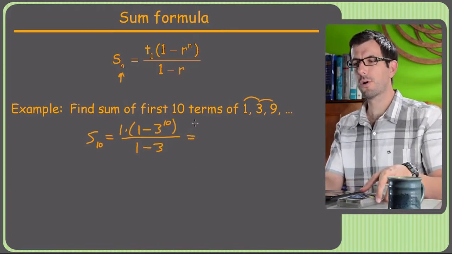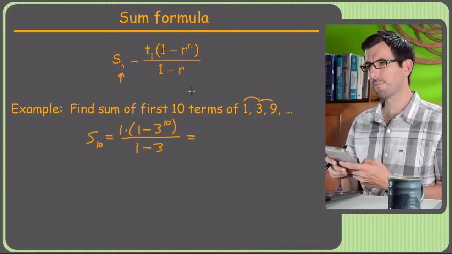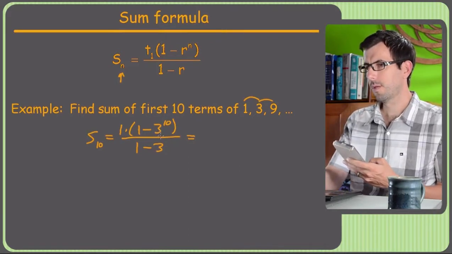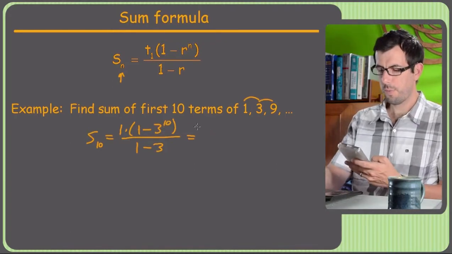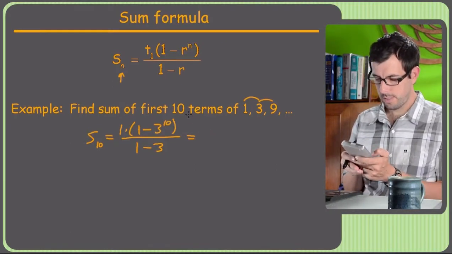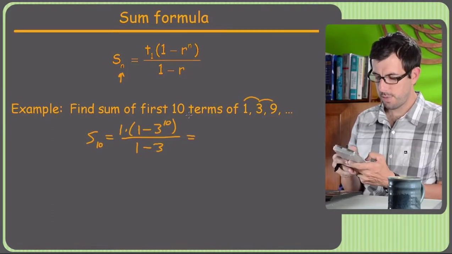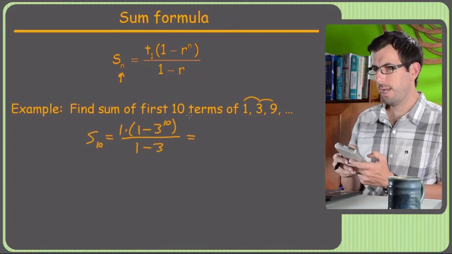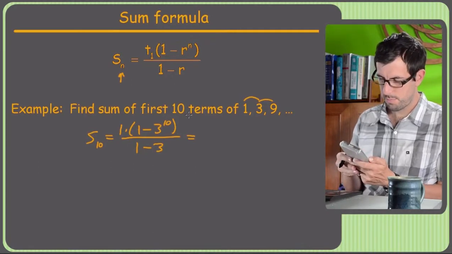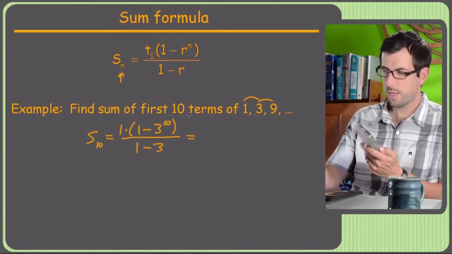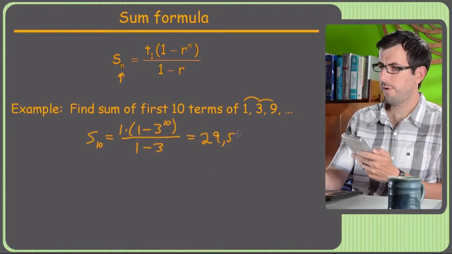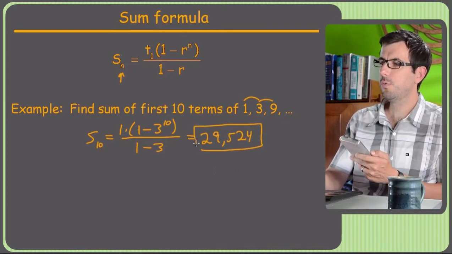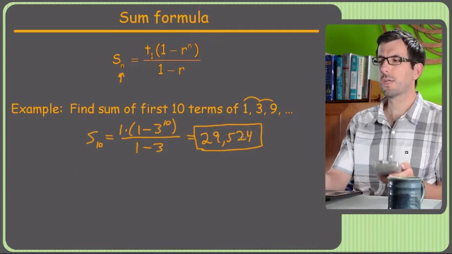Now, there's no reason this should work, right? This doesn't make a ton of sense. But believe it or not, it works. So if I plug all this in, I've got to do my parentheses: parenthesis, 1 minus 3 exponent 10, end parenthesis, divided by -2. Wow, 29,524. I have no way of double checking if that's right, because these numbers are kind of huge.